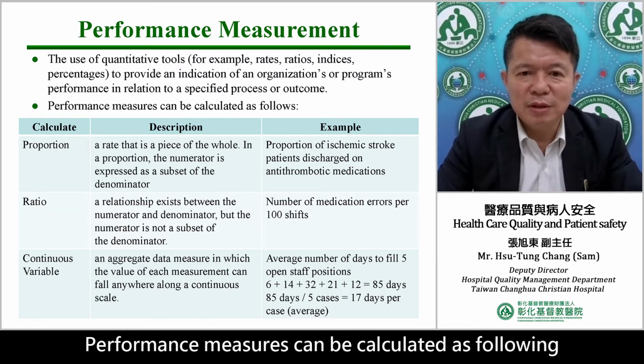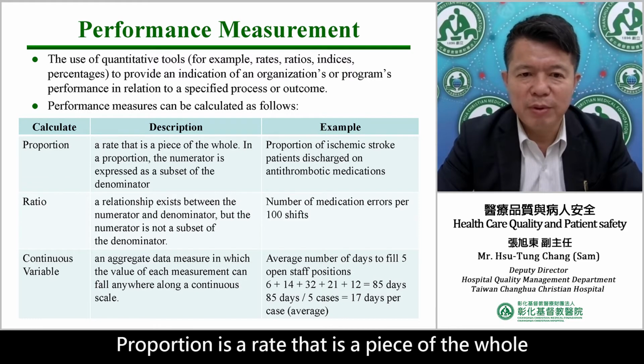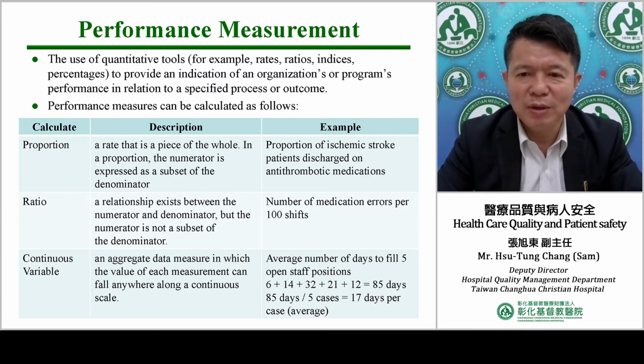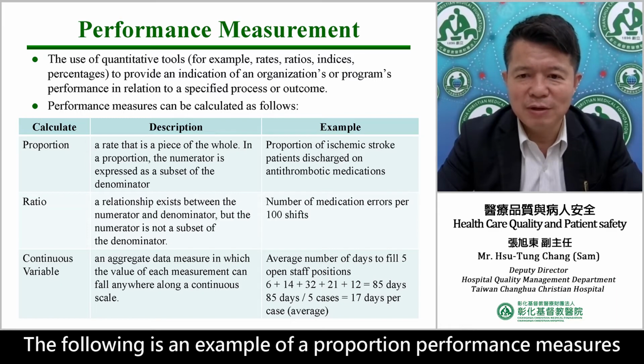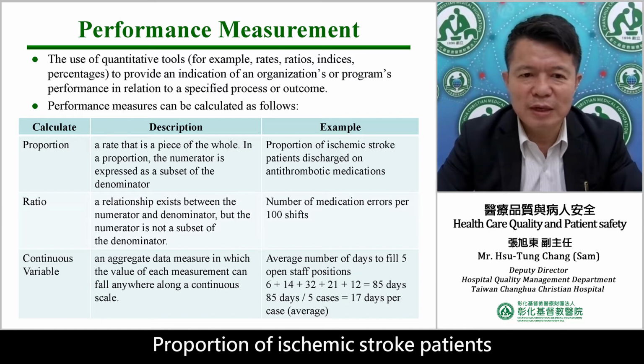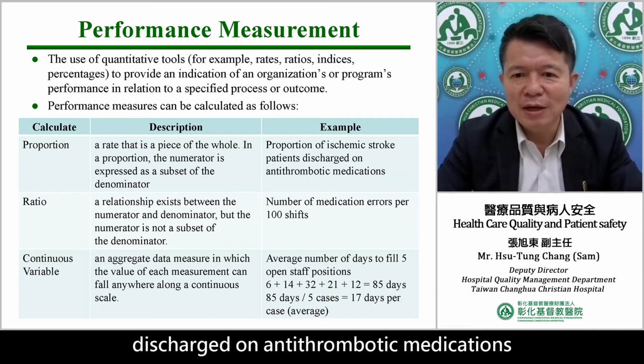Performance measures can be calculated as following. Proportion is a piece of the whole. In a proportion, the numerator is expressed as a subset of the denominator. The following is an example of a proportion performance measure: proportion of ischemic stroke patients discharged on antithrombotic medications.